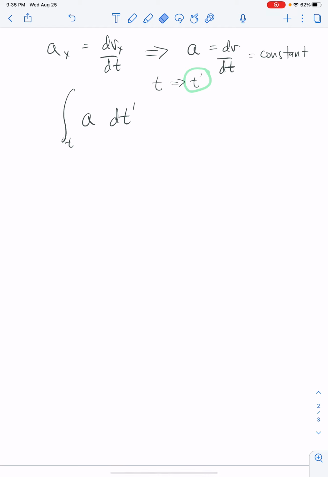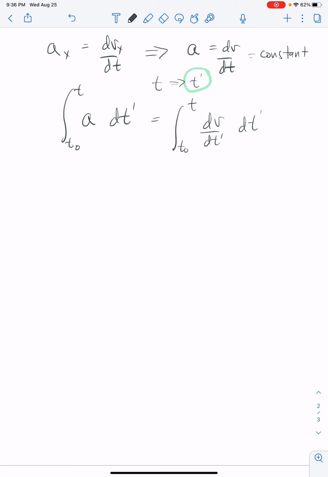So this one should be t naught. We're going to do this integral from t naught to t, and so that's why we're integrating over dt prime, so that we can integrate to t and not have the same variable in our equation twice, okay? And then we're going to do the same thing on the right side of our equation. So we're going to redefine our dv_x/dt as dv/dt. And same thing, integrate from t naught to t, dv/dt prime, dt prime. Okay?